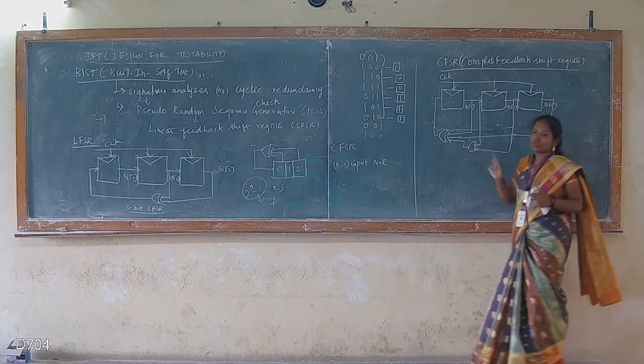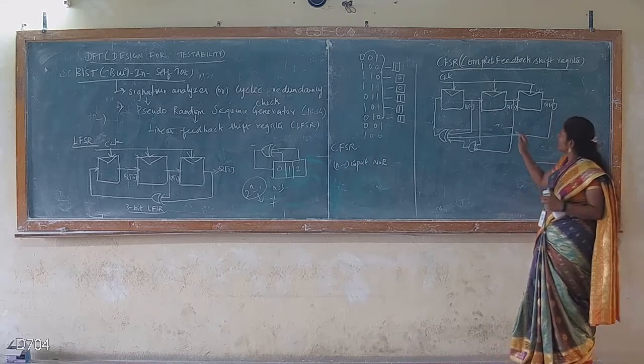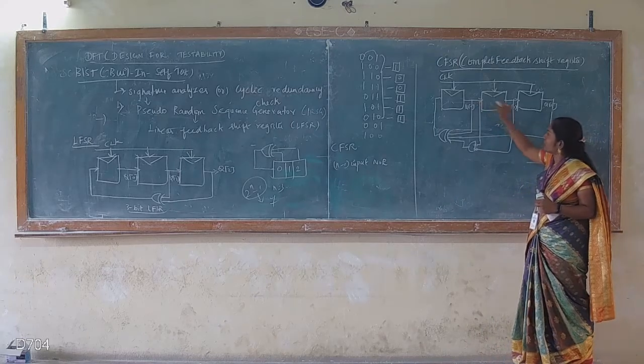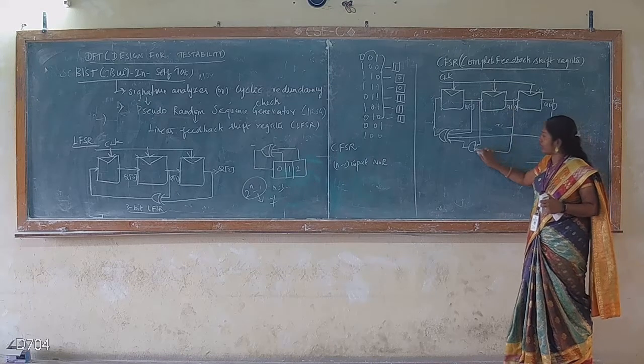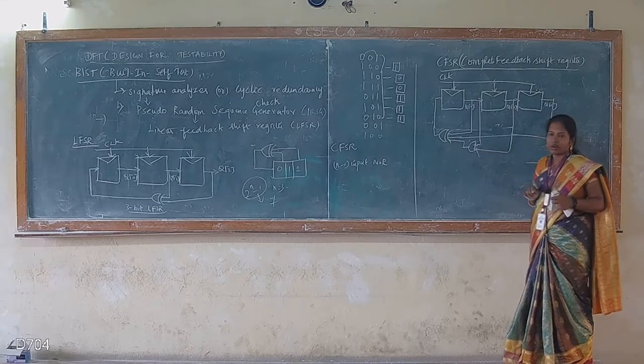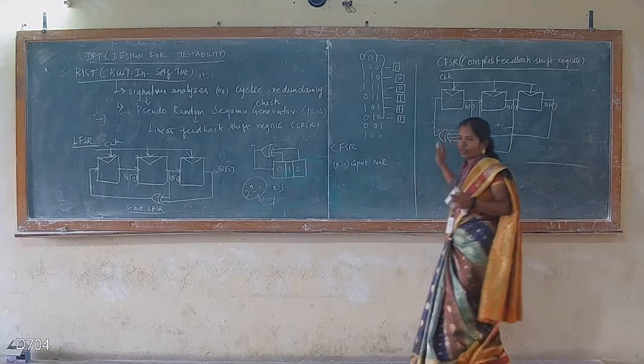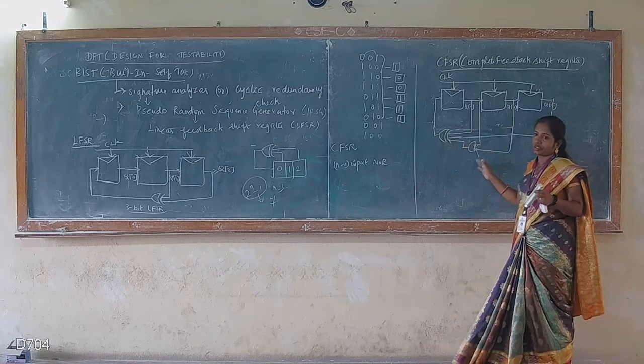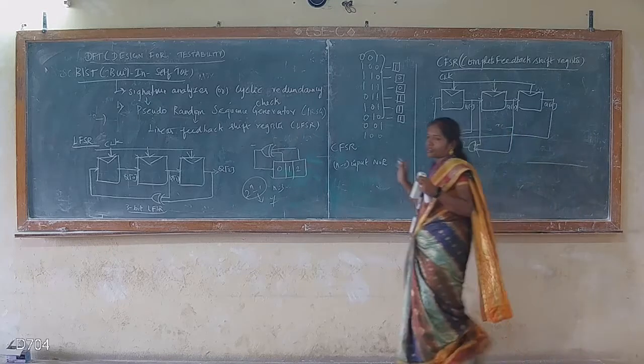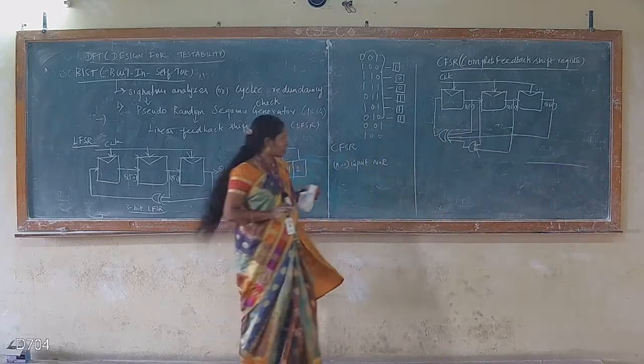So this is the structure of the complete feedback shift register. That means we have taken the output from Q0 and Q1 to the NOR gate. This is the other symbol of a NOR gate, and we are not considering the last bit of the output. So this complete feedback shift register contains 3 bits. So it is a 3-bit register.